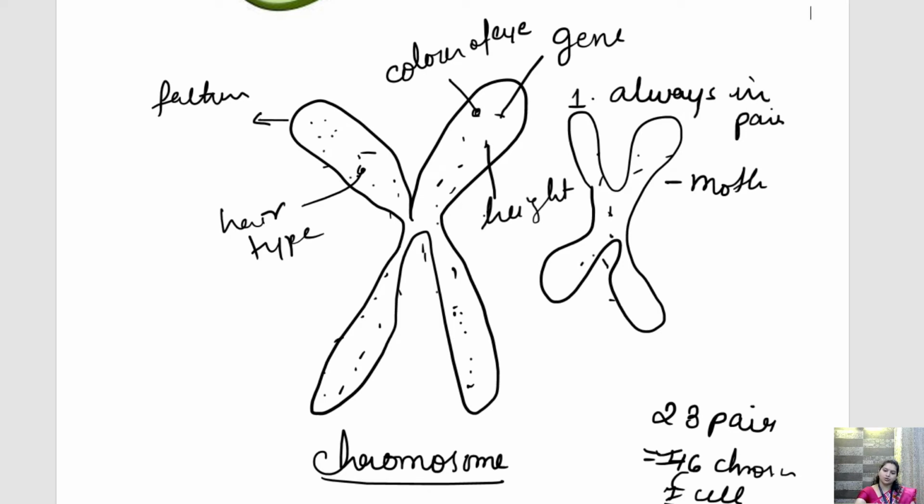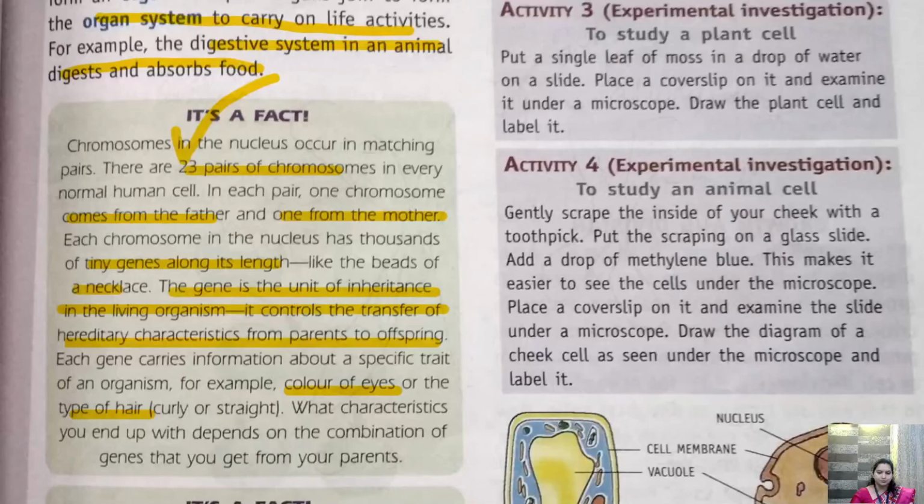So this is a chromosome. This is getting transferred from parents to the offspring. So this is a chromosome, children, and it always occurs in 23 pair in one cell. Okay, so this you should know.